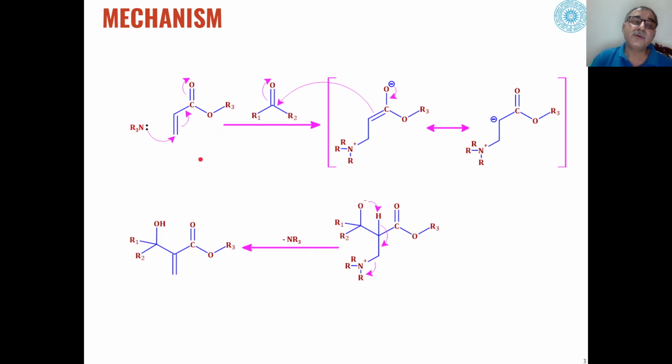And I have told you the mechanism: in the first step the trialkylamine will attack this electrophilic carbon due to the presence of this carbonyl group, and we will get this type of enolate, which is a resonance hybrid of these two structures. These enolates will act as nucleophiles to attack the electrophilic carbon of the carbonyl compounds to give us these types of oxygen negative compounds, which will take up the proton from the alpha carbon, and with the elimination of the catalyst we will get alpha hydroxyalkenes as the product.